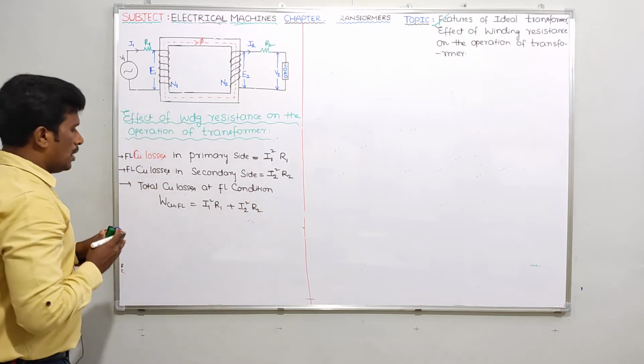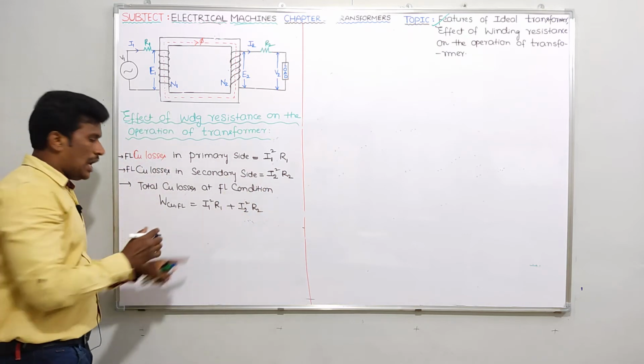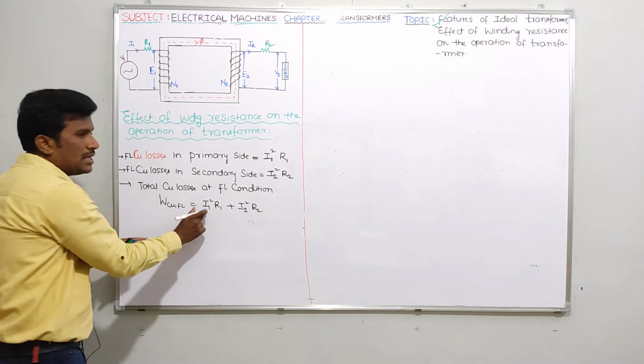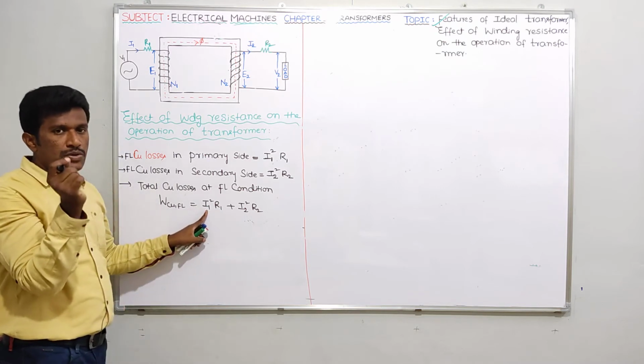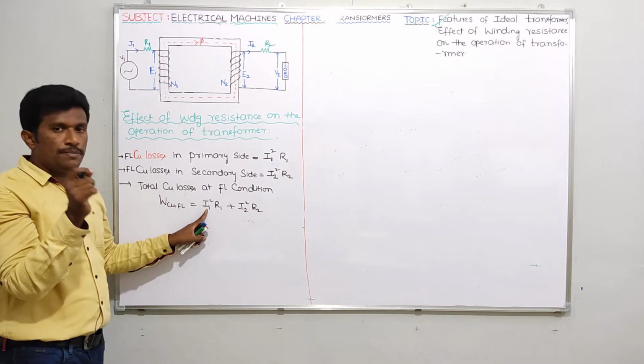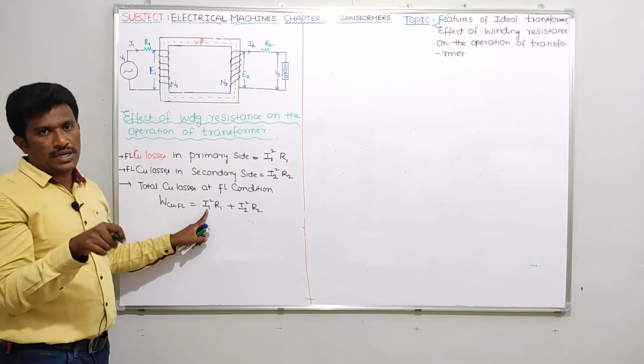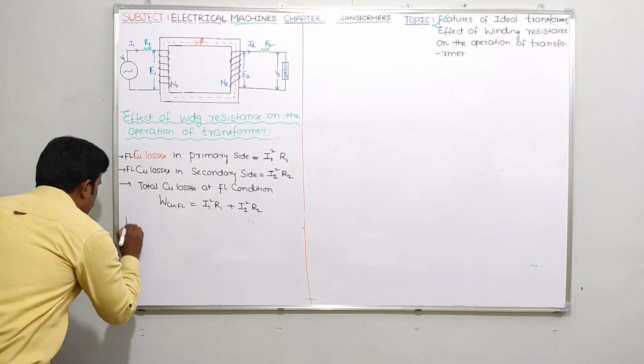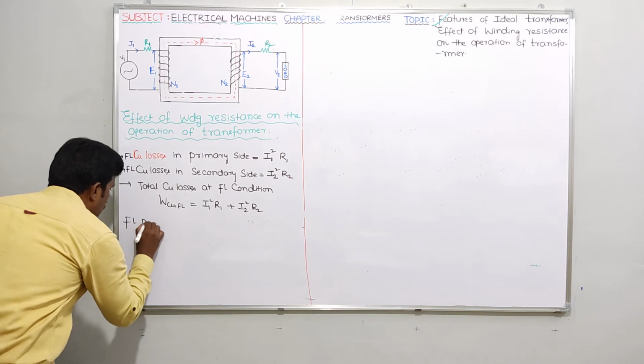Okay guys. Now tell me what is the meaning of this I1? I1 is primary current, that everybody knows. But please use one small word. It's not simply primary current. Full load primary current. So let me write here full load primary current.